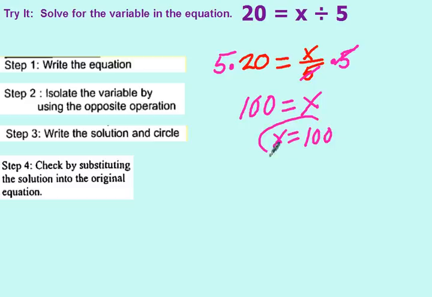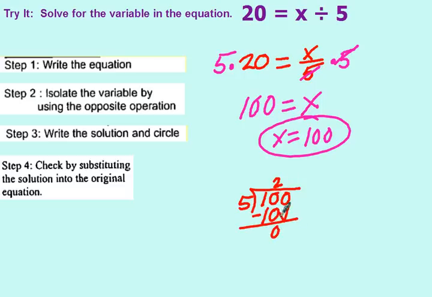Circle your solution and stick it in for your check step. 100 divided by 5. If you need to work it out, that's fine. Subtract down, bring down your 0. 5 goes into 0 0 times, and there is your answer. There's your check step.